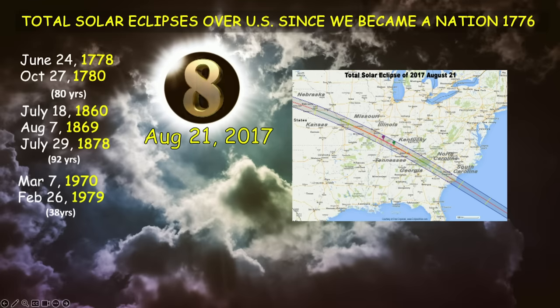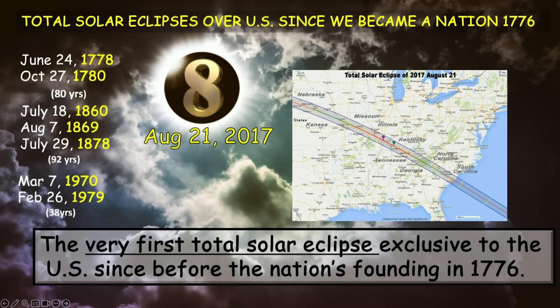This eclipse in 2017 that went diagonally clear across the United States was the very first total solar eclipse exclusive to the United States since we became a nation in 1776. Of all of those, this one means this specifically is judgment for the United States. It didn't go through Mexico. It didn't go through Canada. This is something coming on the United States.